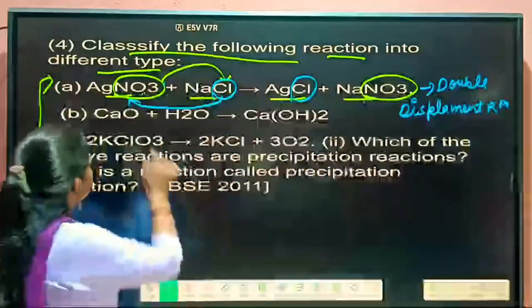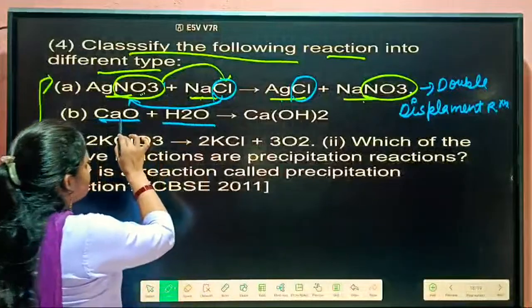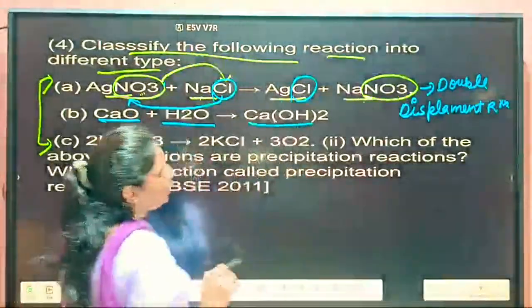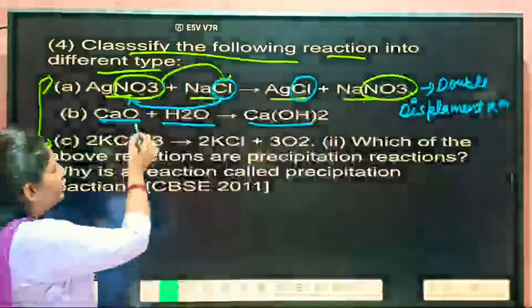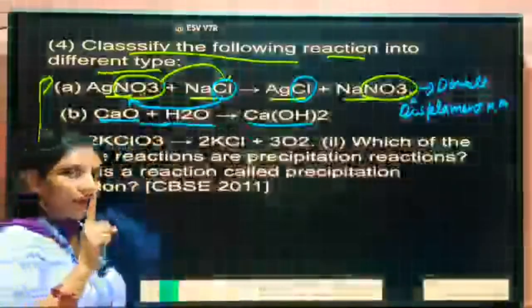Then, students, CaO plus H2O, calcium oxide and water. After combining, they are giving us Ca(OH)2, calcium hydroxide. Students, here we are having two reactants. After combining the two, we are getting a single product.